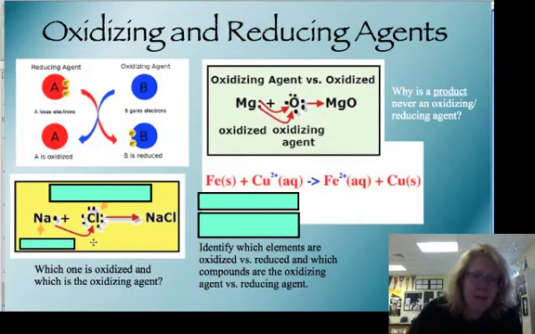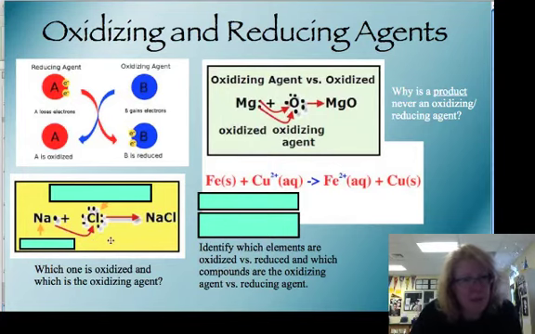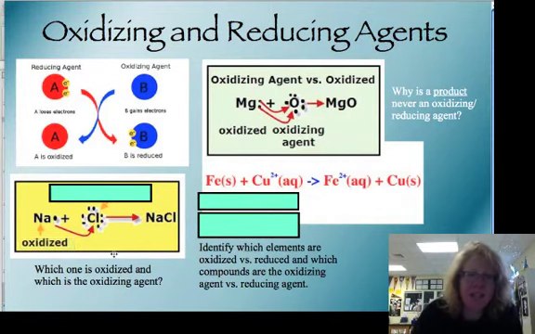On the bottom here, we've got sodium and chlorine. Again, if you got stuck on that first one, hit pause and try this one again. Which one's gaining and which one's losing? So we take a look at sodium. Sodium is the one that's losing electrons. Loss of electrons, LEO. Loss of electrons is oxidation.